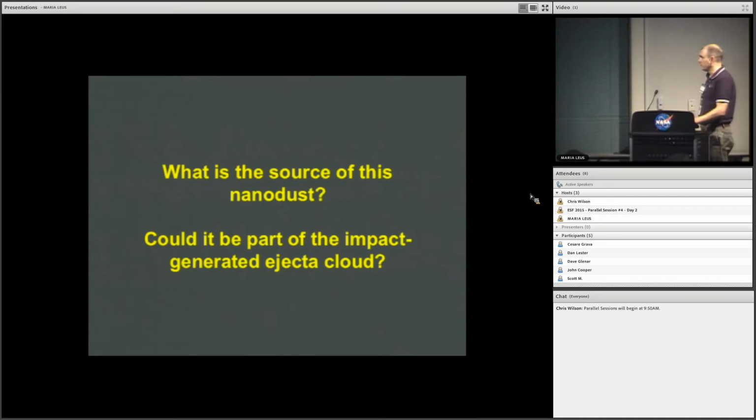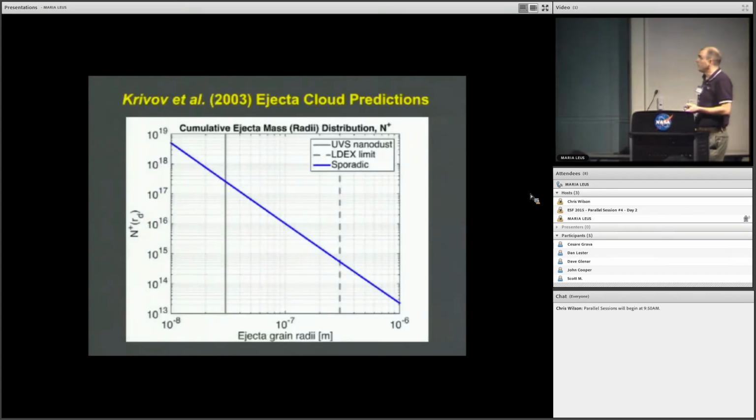Okay, so what is the source of this nanodust? One obvious question is, could it be part of the impact-generated ejecta cloud? So take a look at the Krivov model, the impact-generated ejecta cloud model, and stick some numbers into that and see what you get. This is a plot of the cumulative ejecta mass distribution, the total number of dust grains greater than a certain size, with grain radii along the bottom.